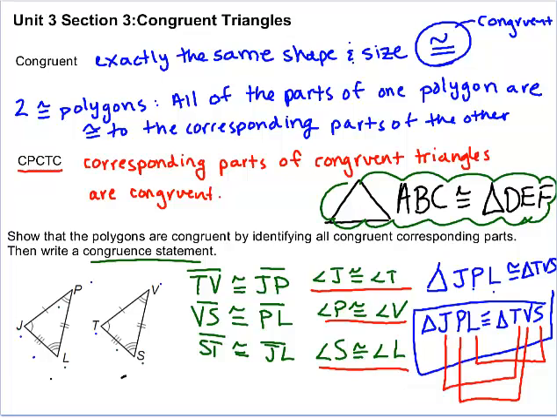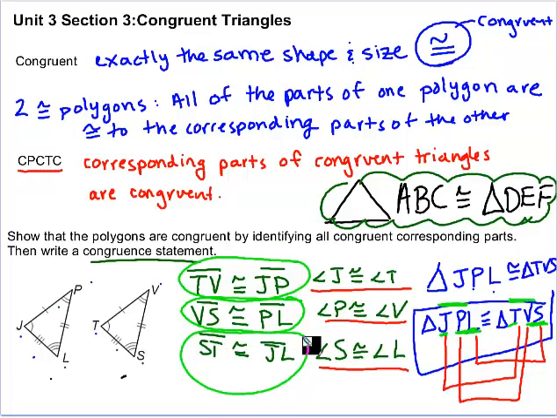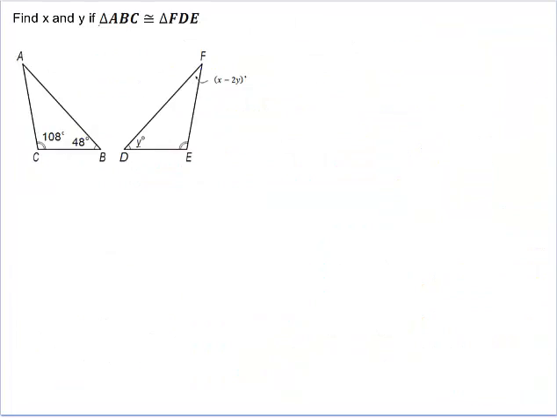This also works for sides. Side JP and side TV, those two are congruent. If we look at our last two letters, PL and VS, those two are congruent. And then if we look at a combination of our first letter and our last letter, so JL and ST, those two are congruent. So that's our congruency statement. We're going to use this information now to do some solving.